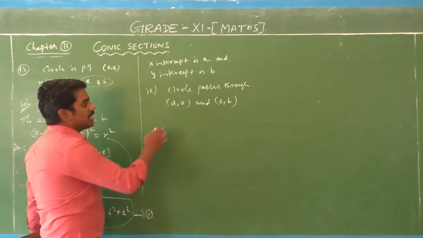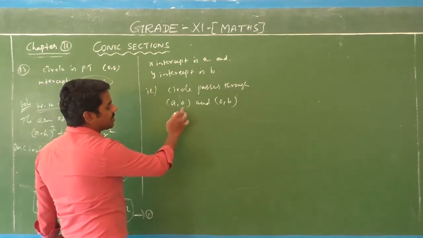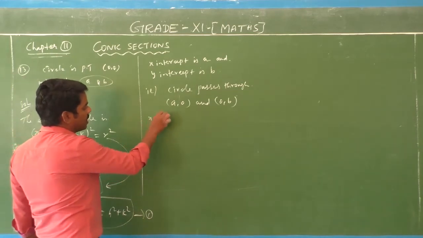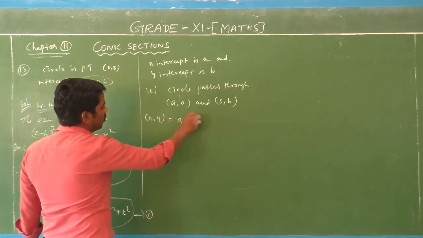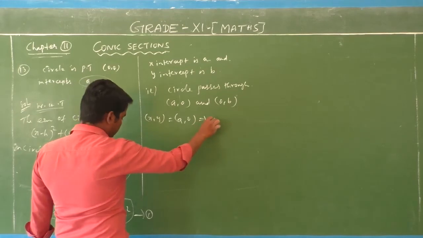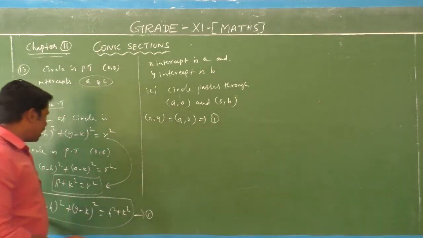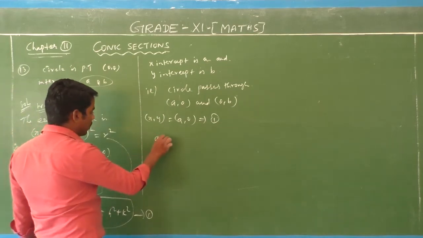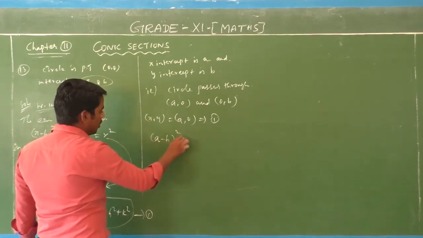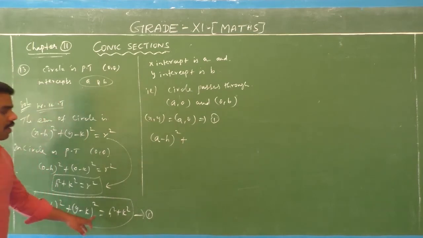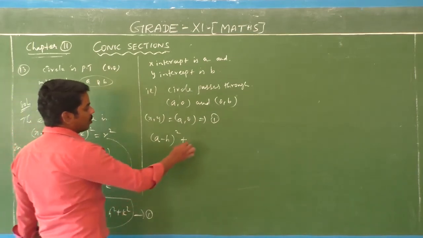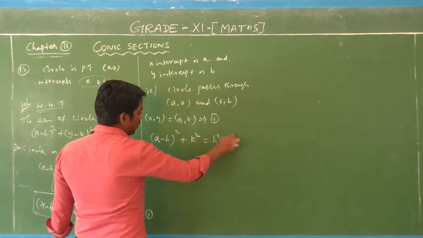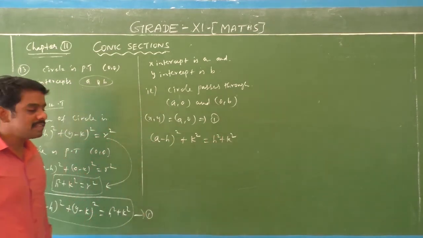So the circle passes through the point A comma 0, that is x comma y is A comma 0. First, when x comma y is equal to A comma 0, equation number 1 is x minus h to the whole square. So x is a: a minus h to the whole square plus y minus k, where y is 0, so 0 minus k also is k square, is equal to h square plus k square.